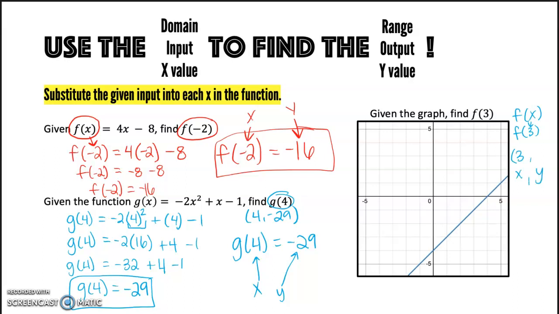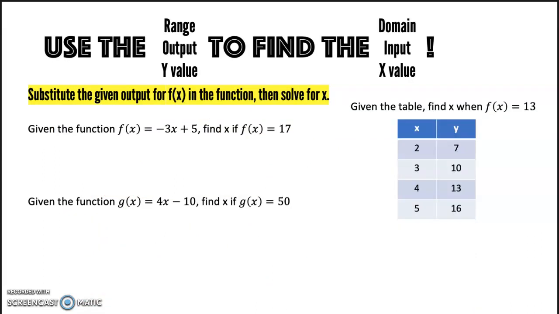So on our graph, we're going to go to x is 3. That's right here. And let's see, our line is right here. So this is the point we're looking at. When x is 3, looks like y is right here at negative 1. So f of 3 equals negative 1. This is our x value, and this is our y value. And that's it.